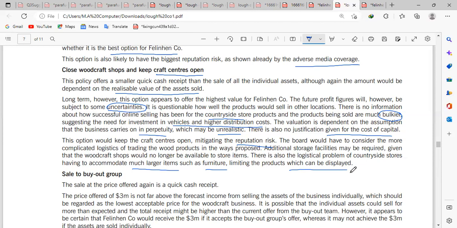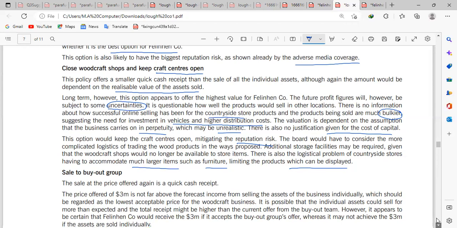Actually, your reputation risk will be removed because you are not closing your craft centers. But still, there are other problems that arise. You have to purchase the lorries, you have to purchase some godowns. How you will be delivering, the logistic problems would be there.